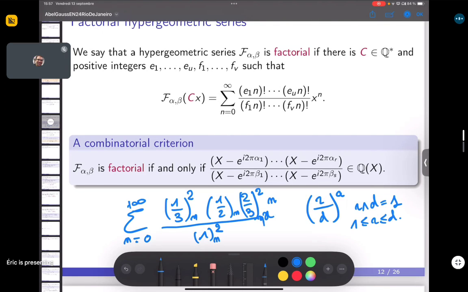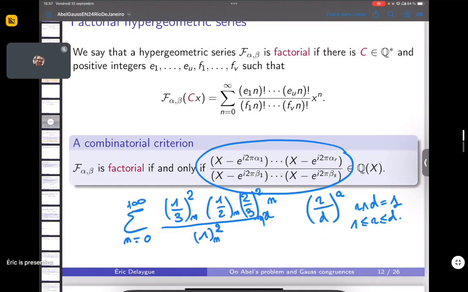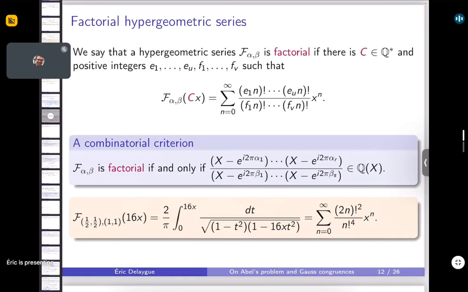So in fact, all this situation is nicely encoded by this criterion, even if sometimes it's not really clear. For example, if we take our second example like this, you can find the rescaling of f, given by c equal to 16, and you obtain the following formula, which ends with the generating series of a nice factorial ratio. So this one is factorial.